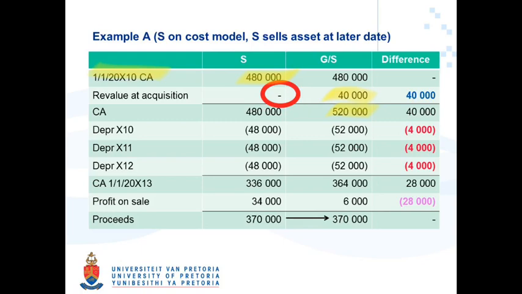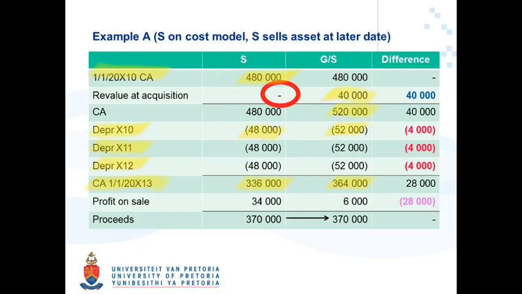Since acquisition date, there was a depreciation charge for X10, X11, and X12 in S's separate financial statements to the value of 48,000. In the group statements, it has to be 52,000 for each of those 3 years. That led to a difference of 4,000 additional depreciation per year for the previous 3 financial years. The carrying amount of this equipment on 1 January 2013 is therefore 336,000 in S's separate financial statements. The carrying amount should, however, be 364,000 in the group statements.